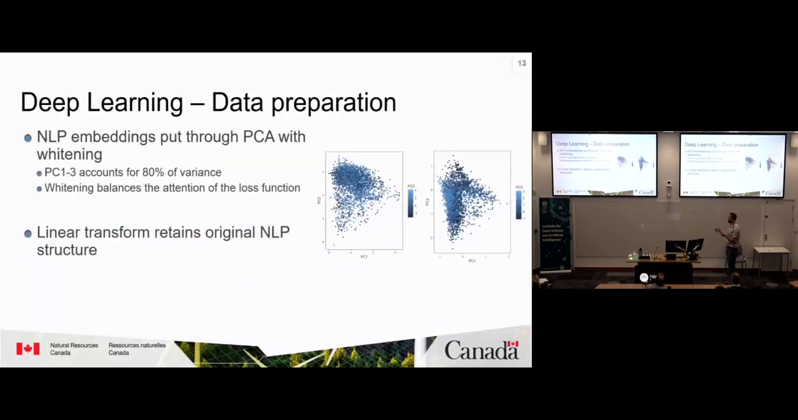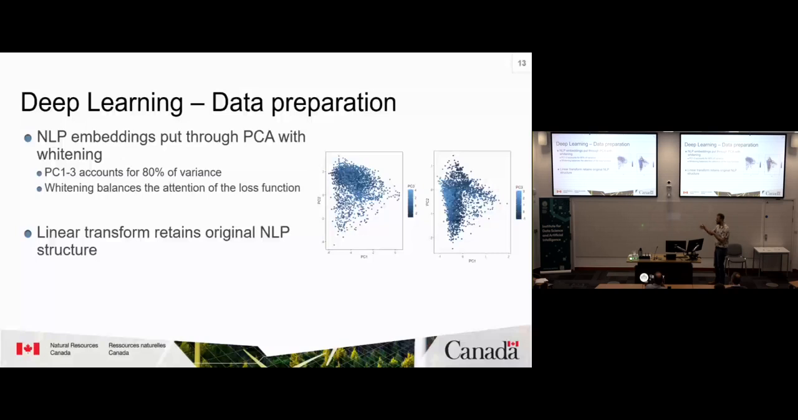So to prepare this data, I took the natural language embeddings and put them through PCA with whitening. The first three principal components account for 80% of the variance of all the outcrop descriptions in the area. And whitening, just like we would standardize data going in, recenters and scales the data.